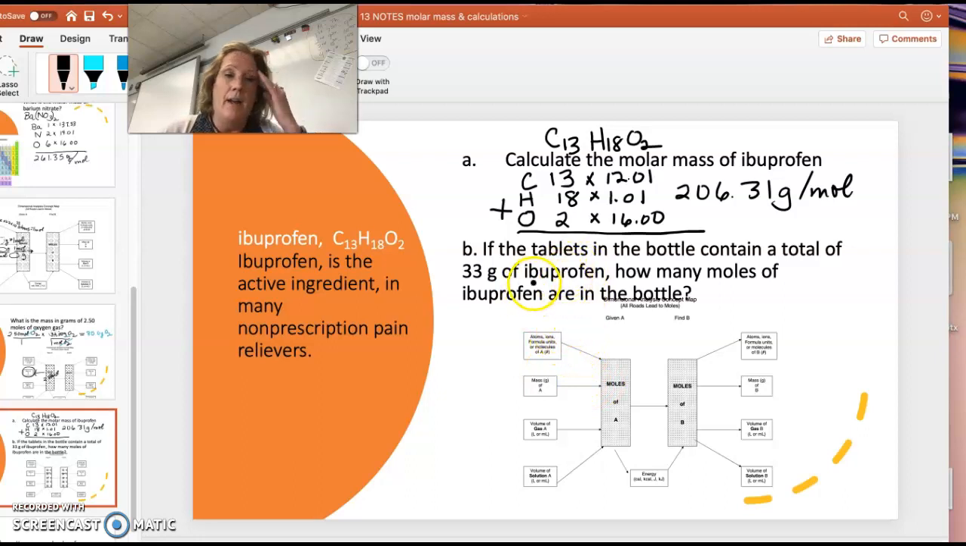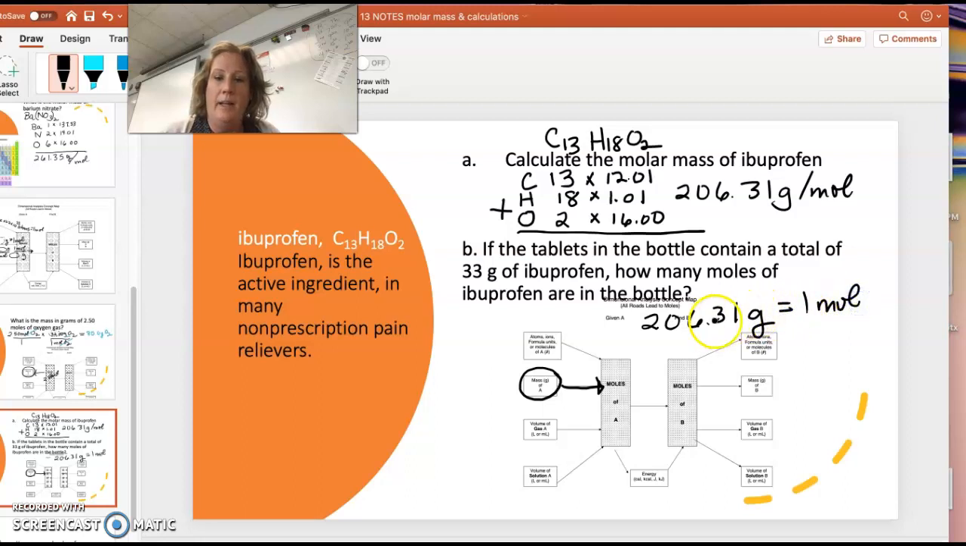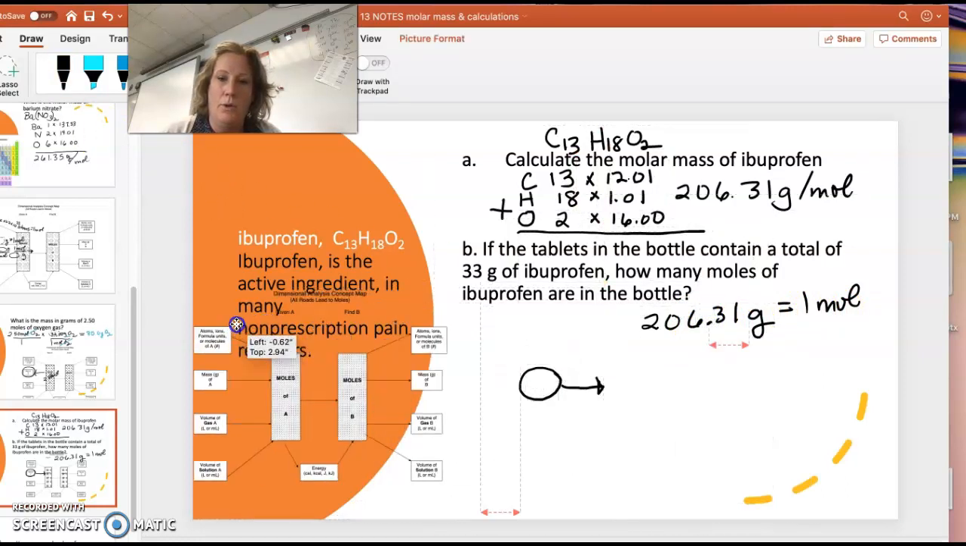So the next question is, if I have a 33 gram bottle that contains 33 grams of ibuprofen, which is the small bottle, how many moles of ibuprofen are in the bottle? So this time, if I'm using my mole mass map, I'm starting at grams, and I'm going to go to moles, and I'm going to use this 206.31 grams per mole as a conversion. So I want to rethink of it as 206.31 grams are in a mole, so then I know I could write it. In this case, I'm going to put the mole on the top and the 206.31 grams on the bottom. So let me show you.